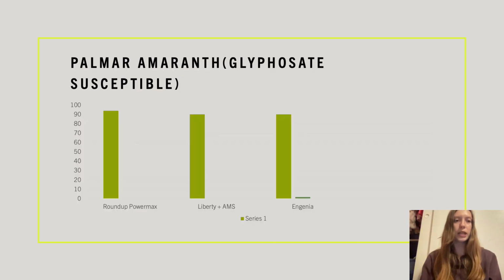So when we begin to look, we can see the Palmer amaranth that is glyphosate susceptible. For this, we're looking at three different types of application. We see the Roundup PowerMax, the Liberty Plus AMS, and the Engenia. All of these different treatments are having approximately the same effects. We can see it's 90 to 94% is the effect that they're having on post-emergent weeds.